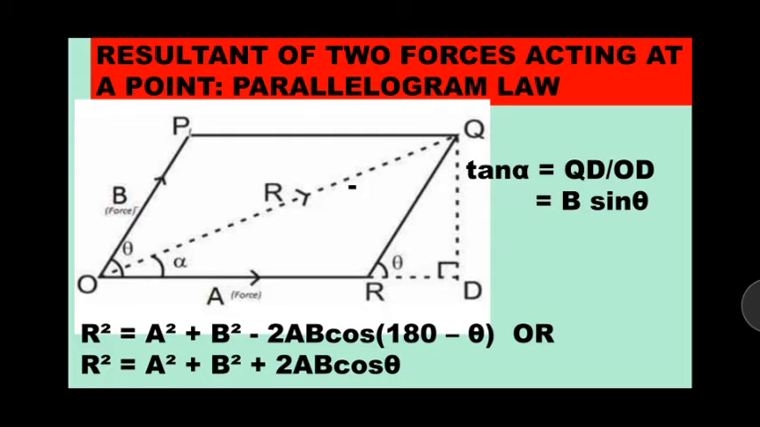So we are simply using what we call SOHCAHTOA. That's opposite over adjacent. If you look at triangle OQD, that's QD all over OD. To obtain that, our QD is represented by B sine theta using our SOHCAHTOA, and for OD we have the force A there. To find my RD using SOHCAHTOA, I have B cos theta. I believe every one of us can do that.